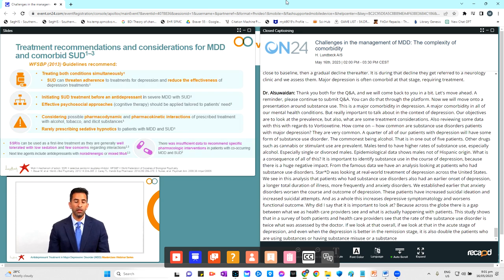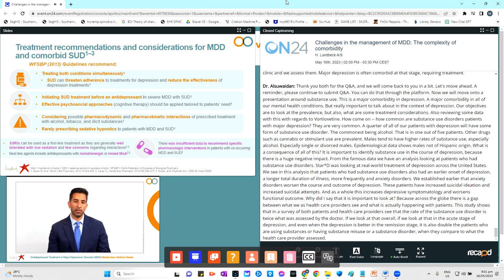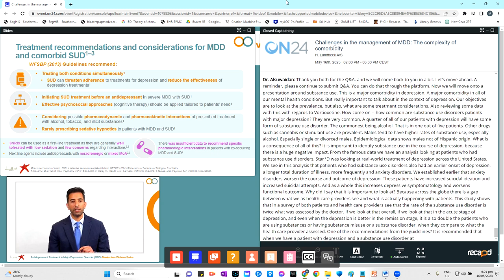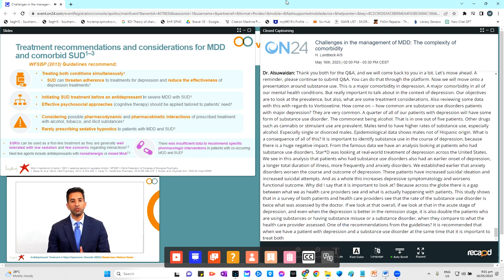What are the recommendations from the guidelines? Well, the World Federation of Societies of Biological Psychiatry recommend that when we have a patient with depression and a substance use disorder at the same time, that it's important to treat both conditions simultaneously, because treating the depression and the substance use disorder at the same time with biological and psychotherapeutic approaches improves both at the same time.